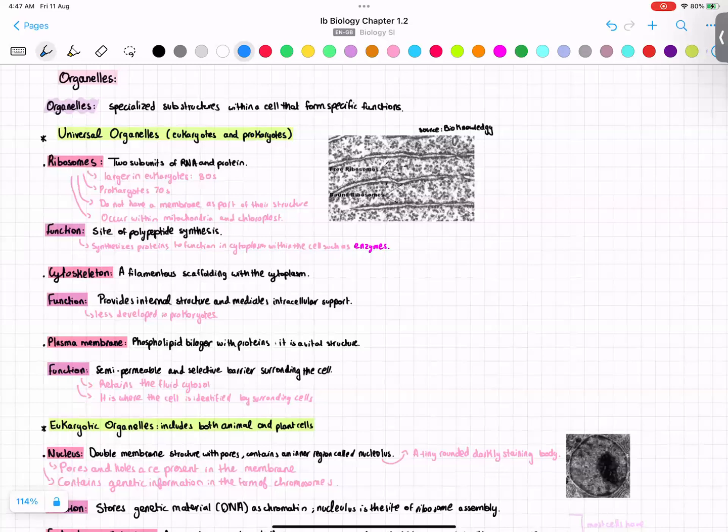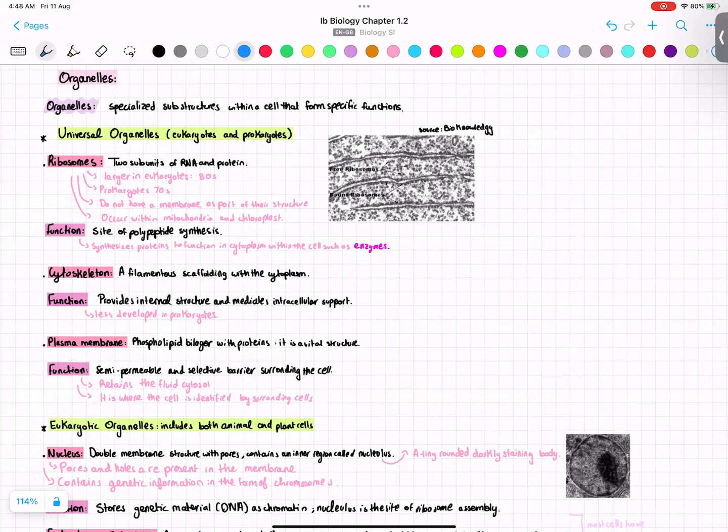So firstly, ribosomes. Ribosomes are made of two subunits of RNA and protein. Like I said, in eukaryotes they are 80S, and keep in mind that the ribosomes in eukaryotes are larger than the ribosomes in prokaryotes, which are 70S. And they do not have a membrane as part of the structure. This is very important to keep in mind: ribosomes do not have a membrane. And they occur within the mitochondria and the chloroplast. So basically, the mitochondria and chloroplast contain ribosomes.